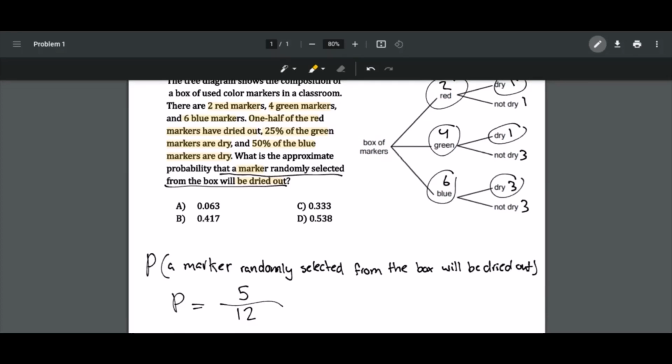So this is the answer as a fraction. However, we want it as a decimal. So as a decimal, it will be 0.417. So the answer is B.